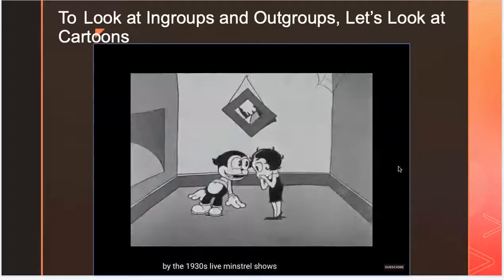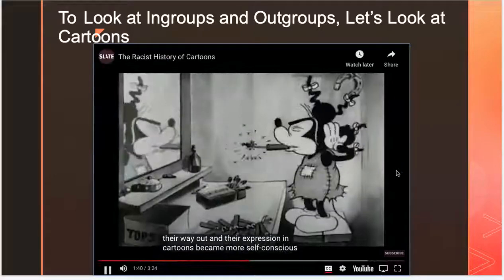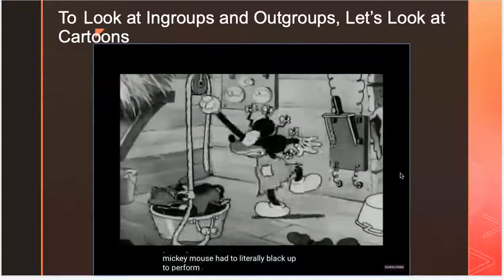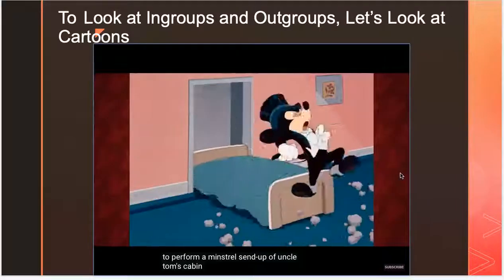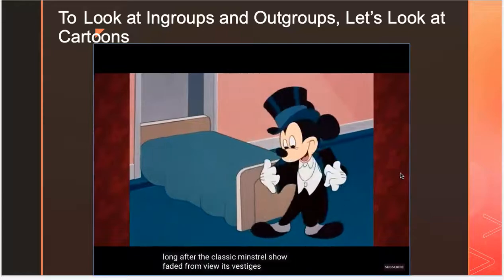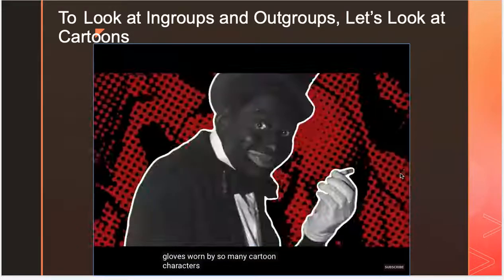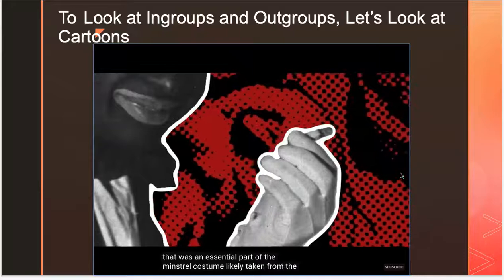By the 1930s, live minstrel shows were on their way out, and their expression in cartoons became more subconscious. Mickey Mouse had to literally black up to perform a minstrel send-up of Uncle Tom's Cabin. Long after the classic minstrel show faded from view, its vestiges remained in animation, even today. Take, for example, the white gloves worn by so many cartoon characters. That was an essential part of the minstrel costume, likely taken from the formal wear of slaves.